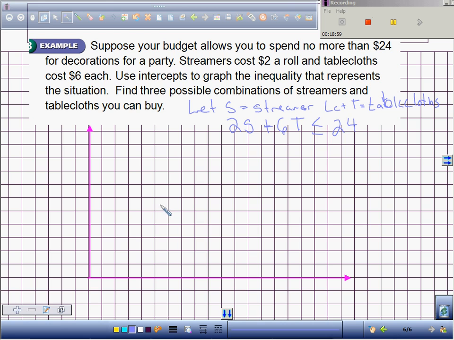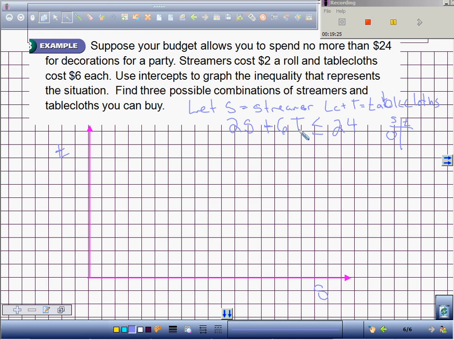Okay? Now, it doesn't matter which axis you let S be and which one you let be T. So let's call this S down here and this T over here. And this is a nice one where you can graph S, T using the intercepts. When S is 0, what would T have to be?